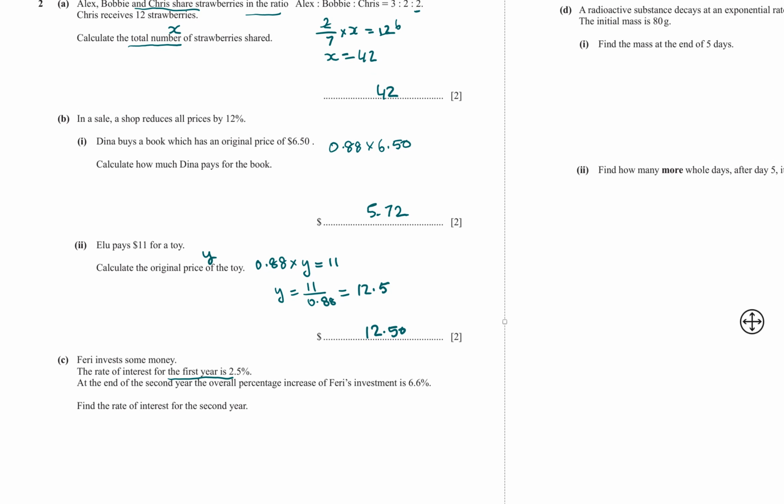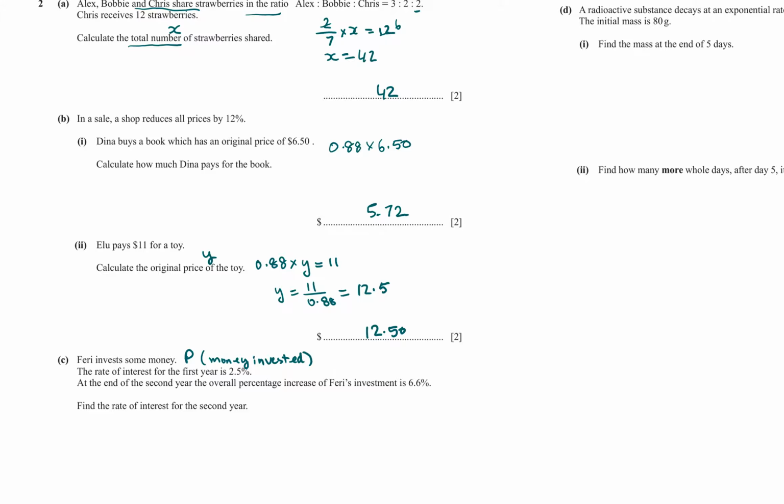Then Ferry invests some money. The rate of interest for the first year is 2.5%. At the end of the second year, the overall percentage increase is 6.6%. Find the rate of interest for the second year. So suppose the money invested is P. And the interest rate for the first year is 2.5%.